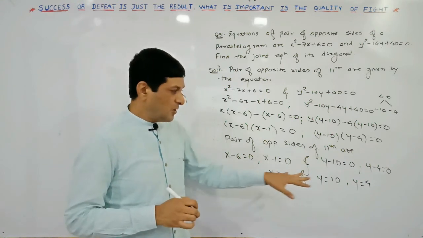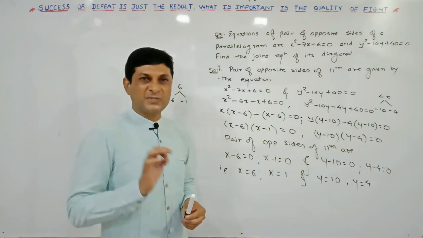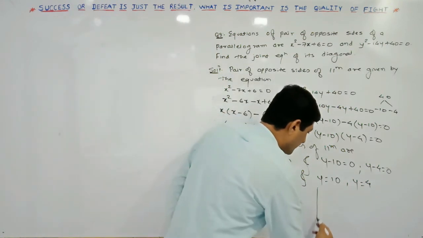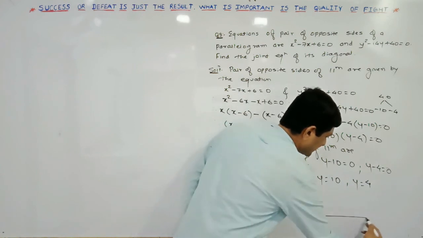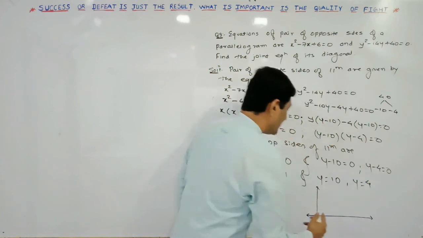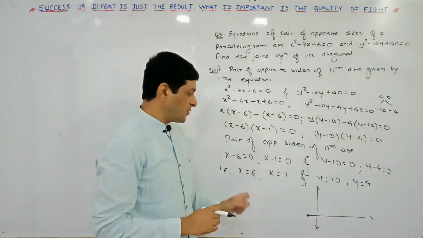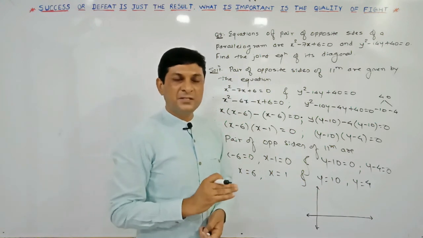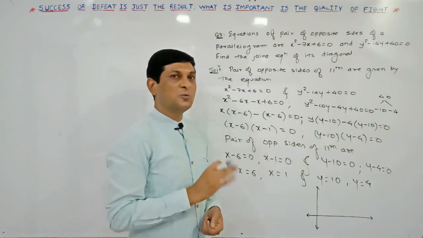So using or observing these pairs, let us try to construct a rough sketch of the parallelogram. First draw the y-axis, then draw the x-axis. Now, if you observe, these equations are in the form of x is equal to a constant, and whenever the equation of a line is in the form of x is equal to a constant, that line is parallel to the y-axis.